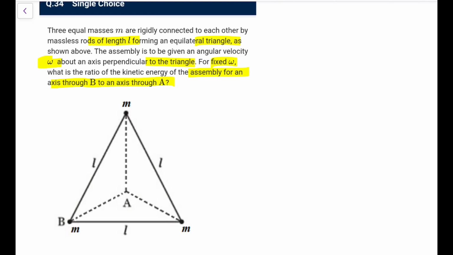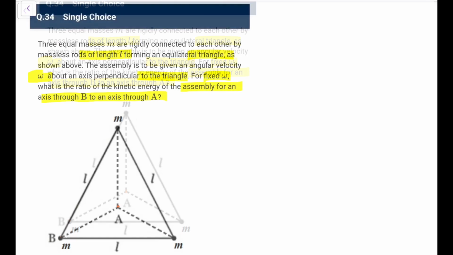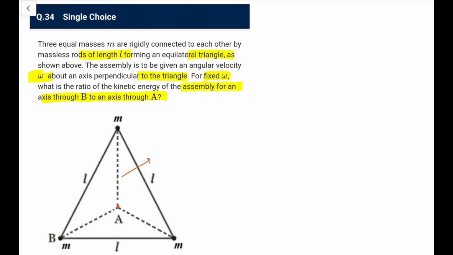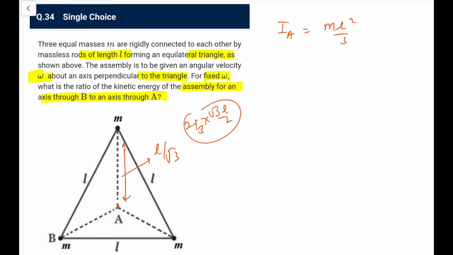So first of all, what we can make it out, A would be what A is given basically. About A, each will be at this distance, and this distance you know is equal to L by root 3. How you find out? It is 2/3 of this length root 3 L by 2. So that basically comes out as L by root 3. So I about A would be, if I do this, this is mL square by 3 and multiplied by 3, that will come out as mL square for everyone.